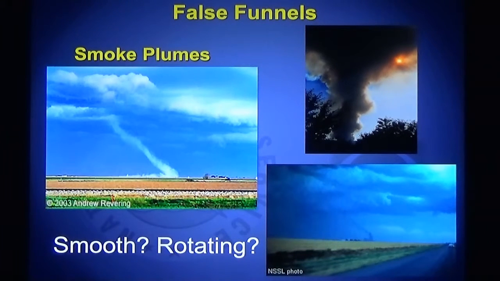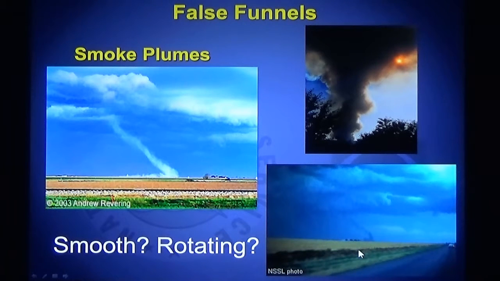Here's more false funnels. In the picture to the left, this is actually a fire burning, and the smoke is rising off the fire and into the thunderstorm. So this is smoke, not a tornado. Same thing here in the top right. That's a fire burning, and this is the smoke rising into the atmosphere. No circulation there, no tornado.